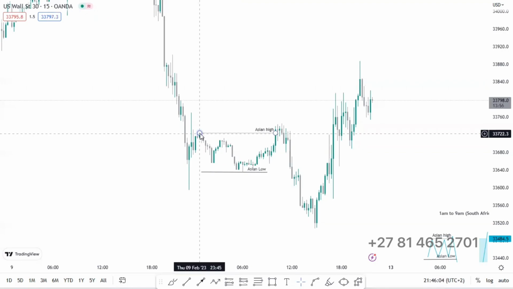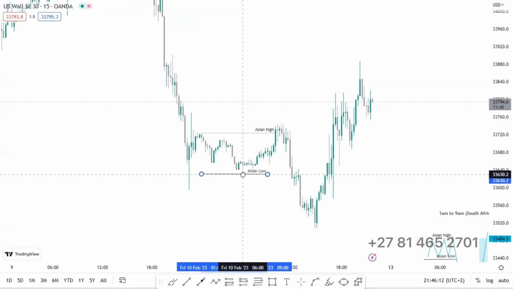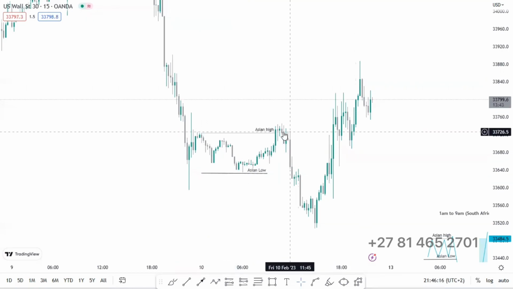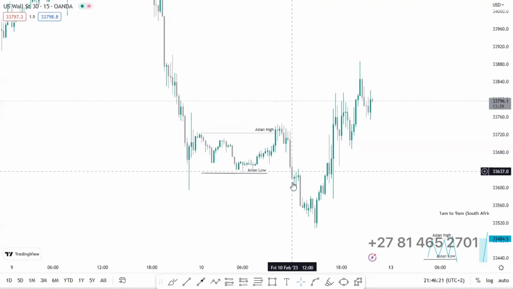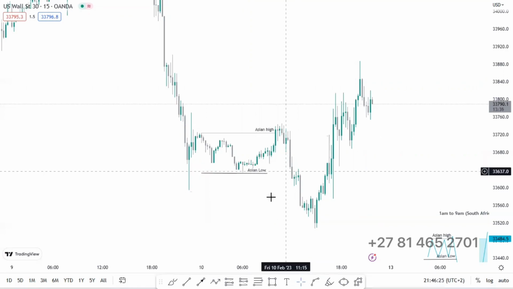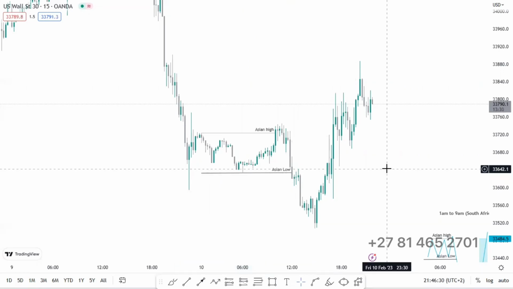Where's 1 a.m.? 1 a.m. is right here, on this candlestick here. Okay, so yeah, this is the Asian low, and that right there is the Asian high. So as you guys can see, the market came, swept the Asian high, only to go down to the low. As soon as we see this, the sweep of liquidity here or the sweep of this low here, we can move to the 5-minute time frame.